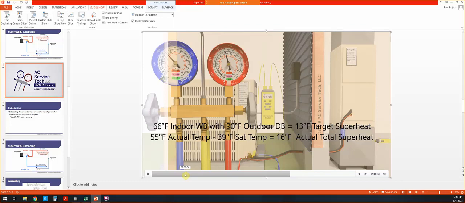We're not trying to get the exact number because it may be a little bit difficult. All right. We're dealing with very finite amounts of refrigerant, changing conditions, that sort of thing. So if we're within those parameters, we're going to be okay.